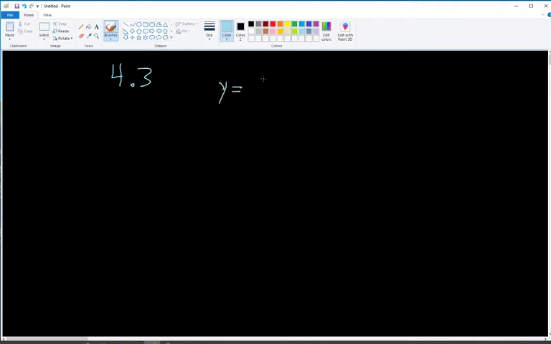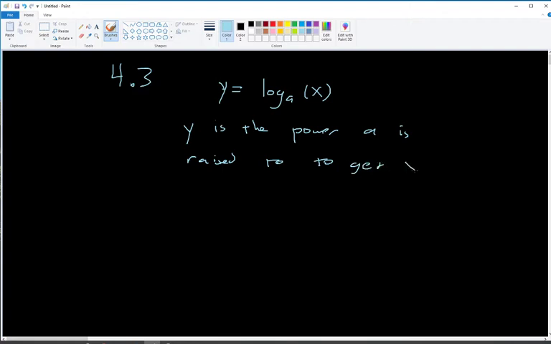So if we have y equals log base a of x, we write this out as y is the power a is raised to get x.